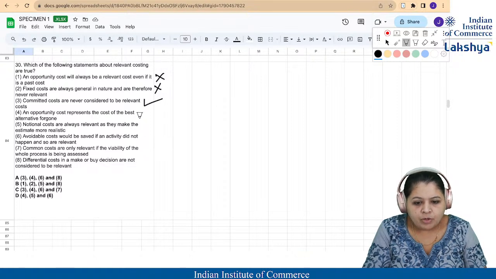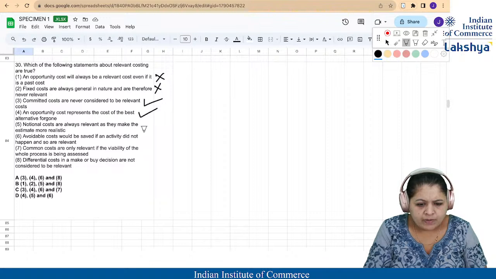Opportunity cost represents the cost of the best alternative foregone. That is also correct. We know it. Notional costs are always relevant as they make the estimate more realistic. I'm not sure about that. You can just put a question mark.